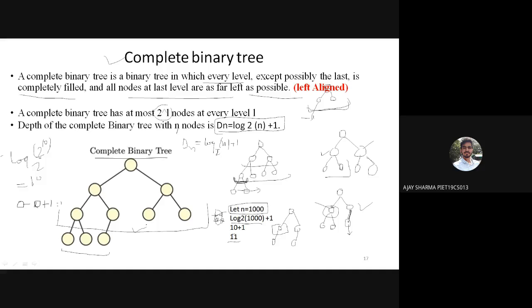But it can be right aligned also, sir. We are not sure about it. Now tell me, this is a node, this is a leaf node. Is this left aligned or right aligned? Left aligned, sir.